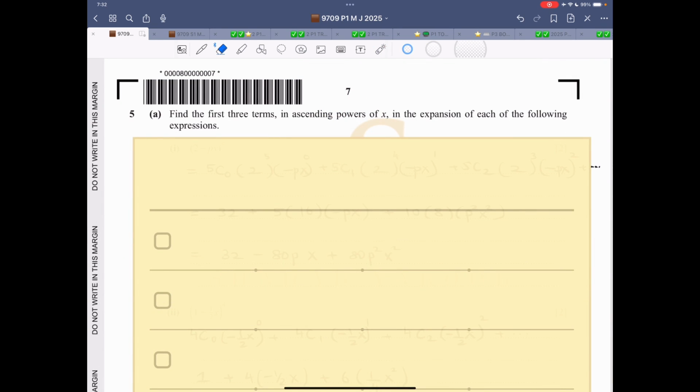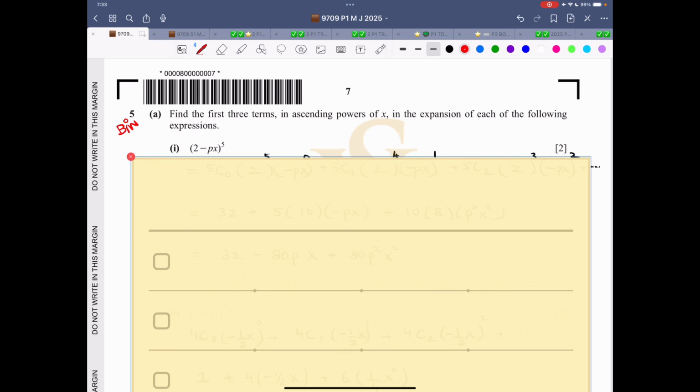So now let's look at this question. This is question number 5. Find the first 3 terms in ascending powers of x in the expansion of each of the following. What is this question all about? This is about binomial expansion. Now the first thing that you need to expand is this, which is (2 minus px) raised to the power of 5, and we are interested in the first 3 terms.